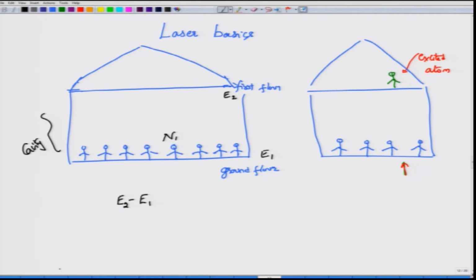But suppose now you look at the population of people at the energy level E2. The population at energy level E2 means that you are talking now about the first floor.